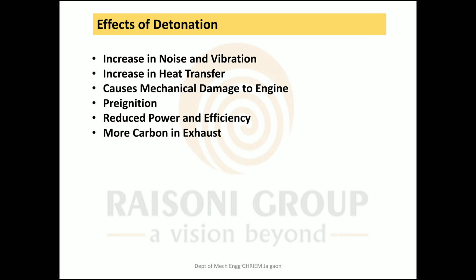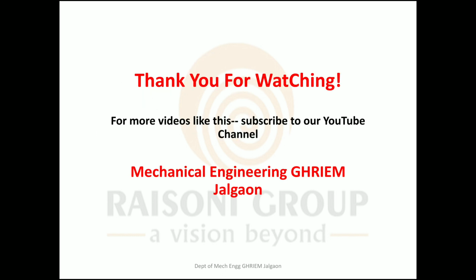The next is more carbon in the exhaust. Over a long period of running the engine, a large amount of carbon gets deposited in the combustion chamber. As a result of the violent pressure fluctuations under detonation, some of the deposited carbon is not only blown out of the exhaust but also leaves the surface of the combustion chamber, and the top of the piston becomes rough and pitted. So this is about the effects of detonation.